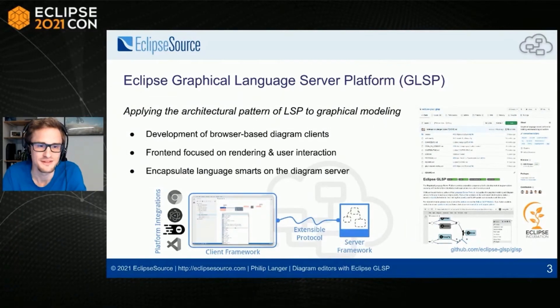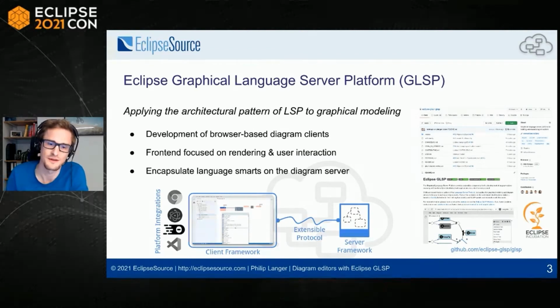Those benefits are, for instance, developing diagram clients that can run in a browser, for instance, in VS Code or in a plain web application, whereas the front end is really focused only on rendering the diagram and on user interaction. Whereas the server basically encapsulates all the language smarts about the diagram. So for instance, how to map a certain source model onto a diagram, which operations can be applied, etc.